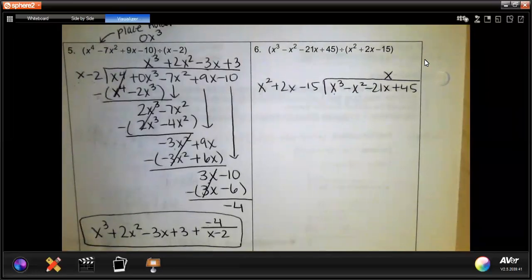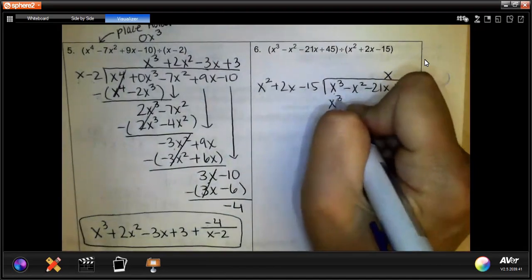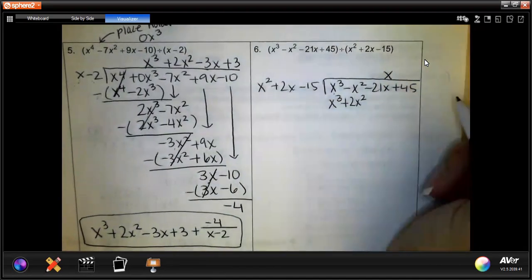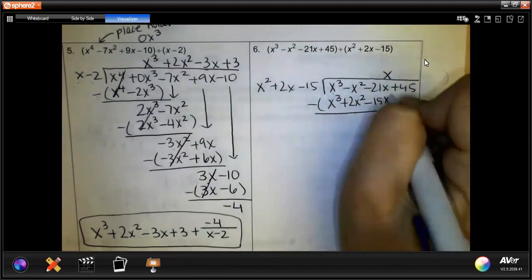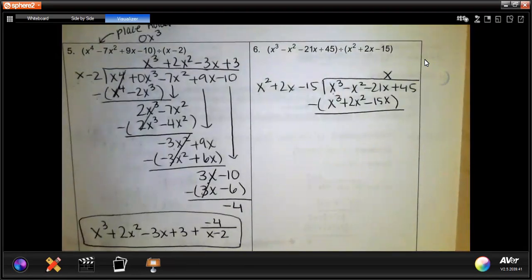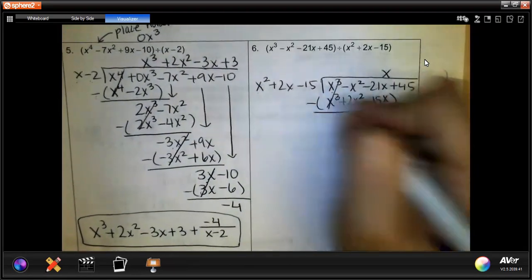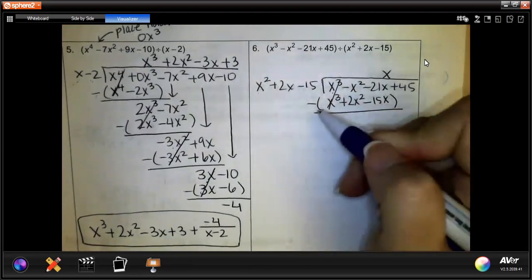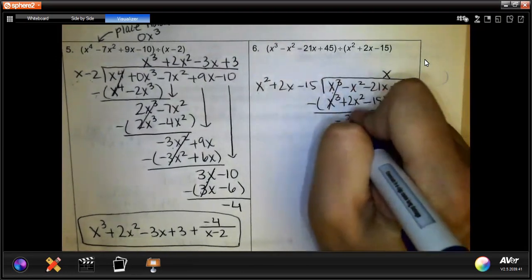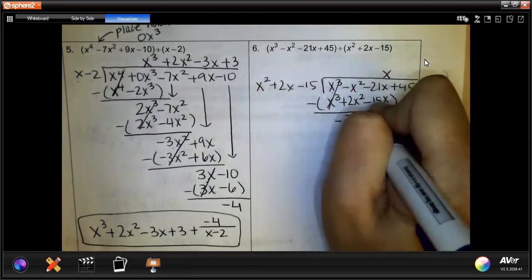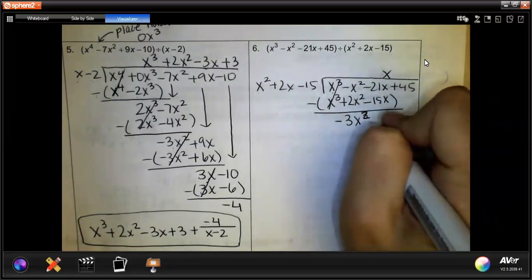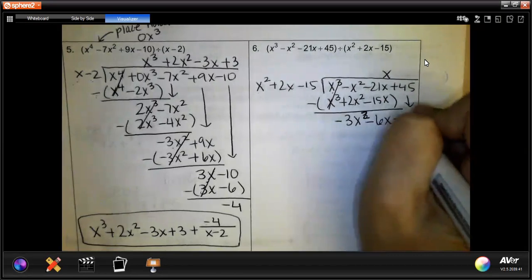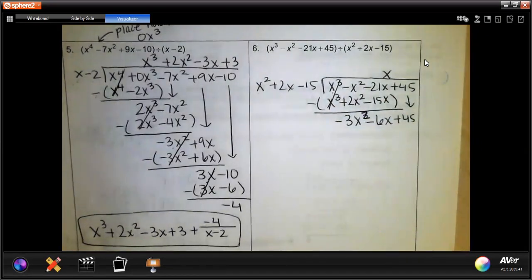So we're all the way over here to keep things lined up, so there's not going to be as many steps. That gives me an x cubed plus 2x squared minus 15x when I multiply that. And we want to subtract that entire thing. X cubed minus x cubed is 0. Negative x squared minus a 2x squared is a negative 3x squared. And negative 21x minus a negative 15x is a negative 6x. I bring down my 45, and I'm ready to do it again.